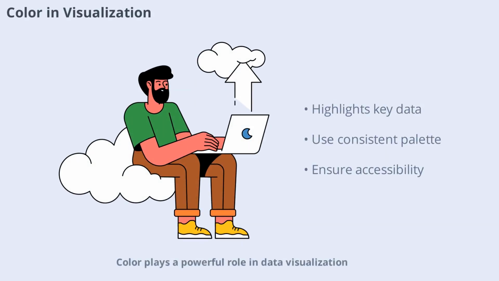Color plays a powerful role in data visualization. It can highlight important data, group-related items, or signal warnings. However, too many colors can be distracting or confusing. Use color thoughtfully, stick to a consistent palette, ensure good contrast, and consider colorblind accessibility. The right use of color can make your visuals more effective and inclusive.